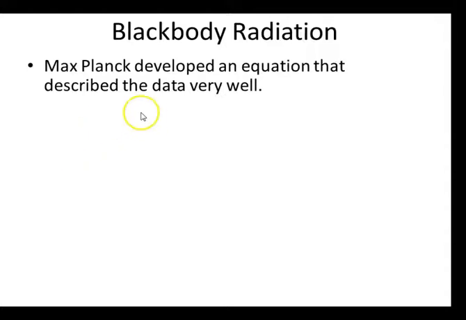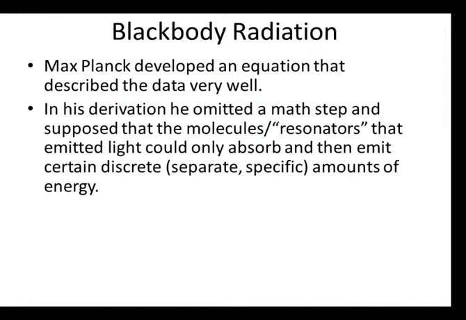And along comes Max Planck. This other guy, Wien, had come up with an equation that was decent, but Max Planck developed an equation that described the data very well. Good news, right? He's got this equation, but it comes about in some weird way. In his derivation, where you take formulas you already know and put them together, he omitted a math step, and supposed that the molecules or atoms, which he called resonators, emitted light.